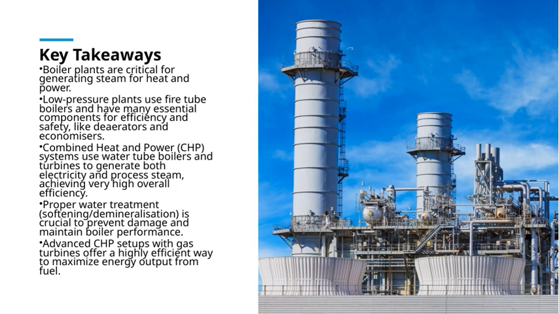Moving on to combined heat and power systems, or CHP. These systems utilize water tube boilers along with turbines to produce both electricity and process steam simultaneously. This setup allows for very high overall efficiency, making it a smart choice for maximizing energy use. Another important point is water treatment. Proper softening and demineralization of water are crucial steps. They help prevent damage to the boilers and ensure they operate at peak performance over time.